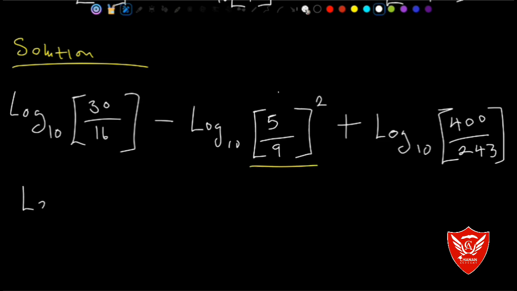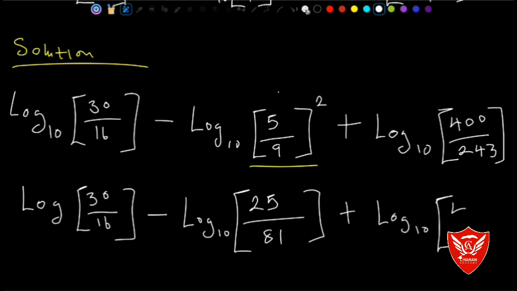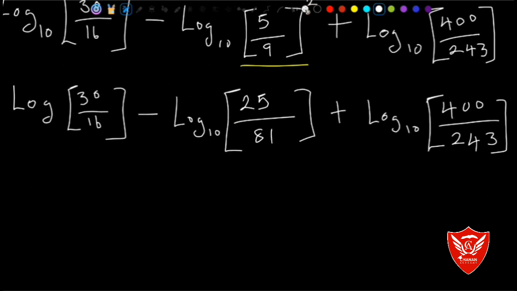So then we have the log of 30 over 16 minus the log of base 10. Now, 5 raised to the power of 2 is 25, so we have 25, and 9 raised to the power of 2 is 81, so we have 81, plus the log of base 10 of 400 over 243. Now from this point you see that they are all in base 10. So we can apply the laws of logarithm, which say that if we have subtraction, we are going to divide, and if we have addition, we are going to multiply.